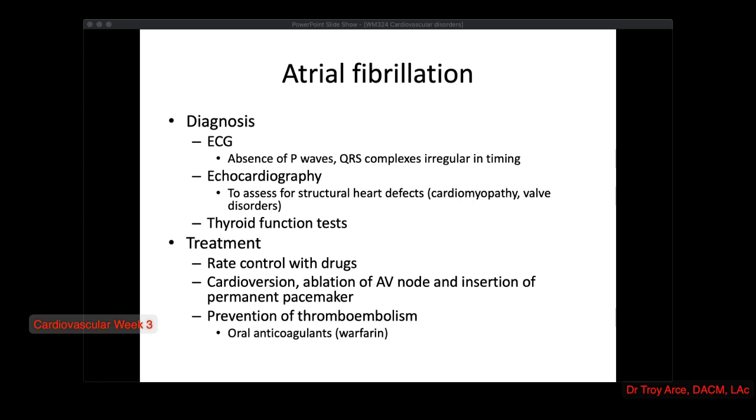cardioversion. So what is cardioversion? It's essentially a medical procedure by which an abnormally fast heart rate, one that's tachycardic, or some other cardiac arrhythmia, is converted to a normal rhythm using either electricity or drugs. That's all you need to know about it.